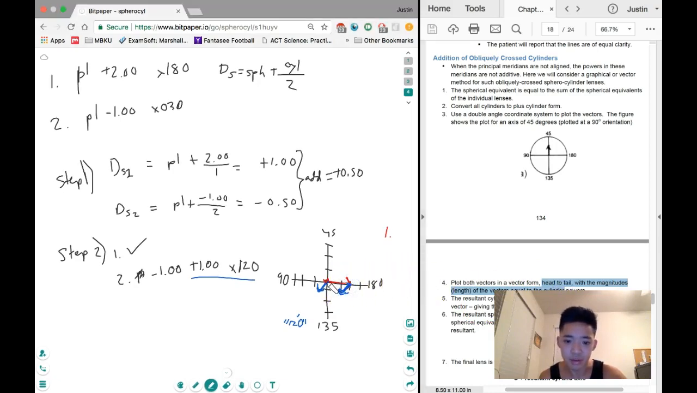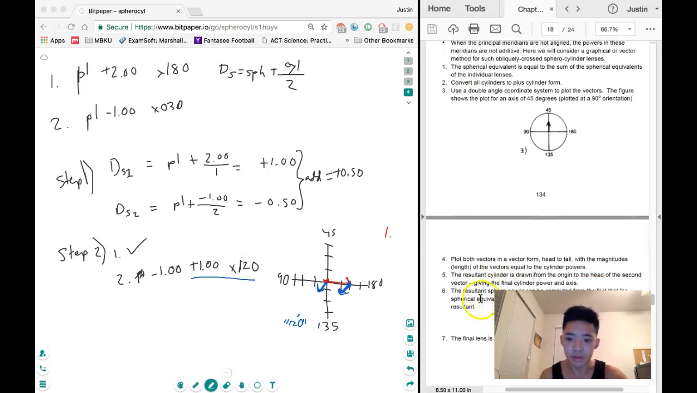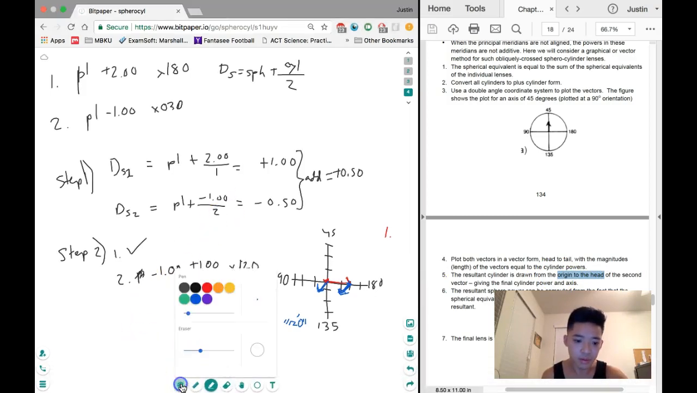Head to tail meaning when you're done with the first vector, you continue that. So we added the cylinder powers to this cross. The resultant is drawn from the origin to the head of the second vector. So I'm going to draw that in yellow. Okay. Looks kind of like that. The origin to the end of the blue, right?